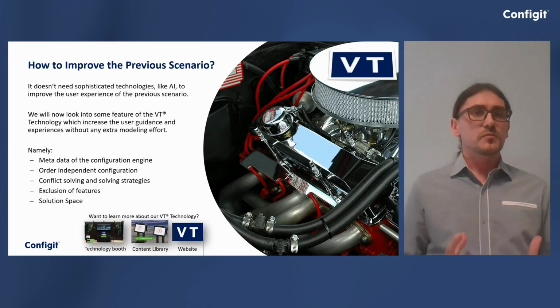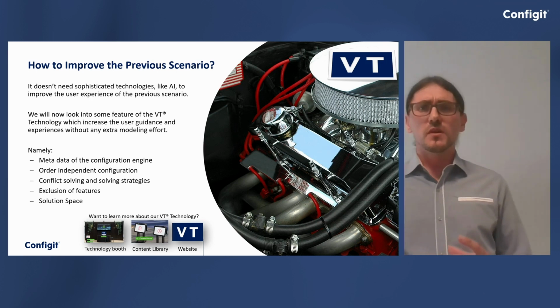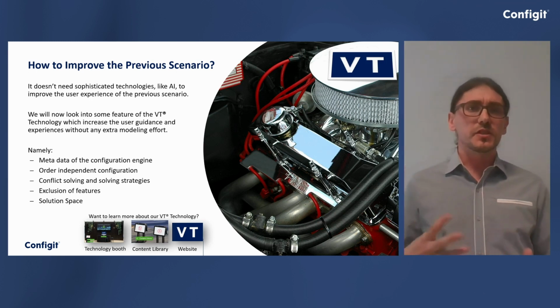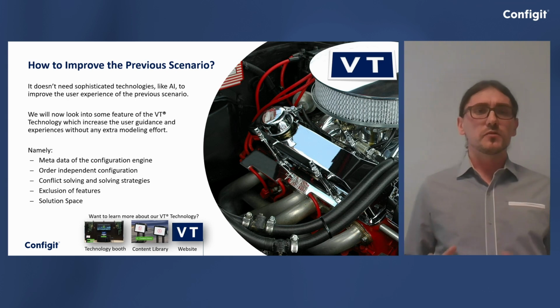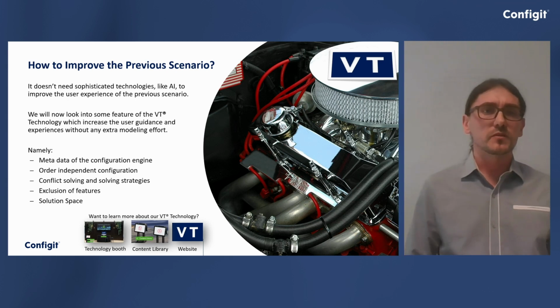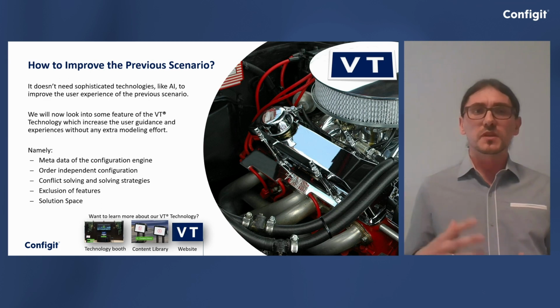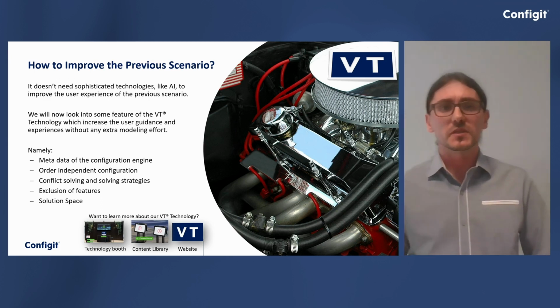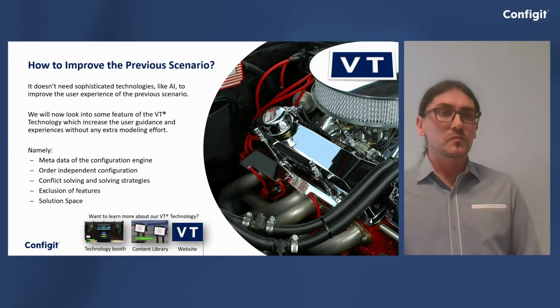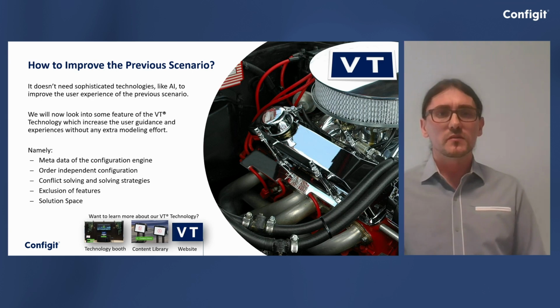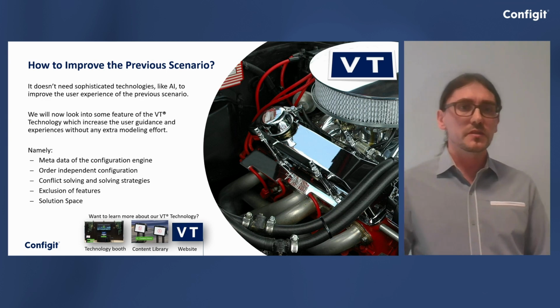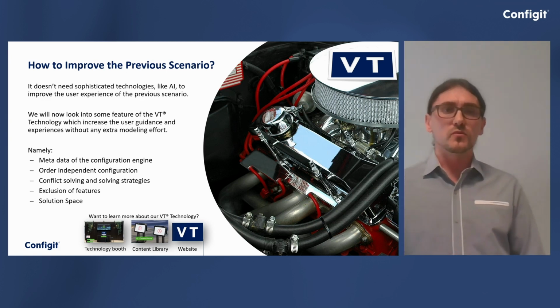Yeah. So how can we improve that? As I said, we don't want to look into very sophisticated technologies like AI or something like that. We really want to use some standard functionalities which come out of VT to just improve it without any extra modeling effort or something like that. And yeah, we will run through some metadata, so how you can use some metadata in the front end to show the user more about the information behind. We will talk about the order independency, conflict solving and different solving strategies, exclusion of features, and solution space.